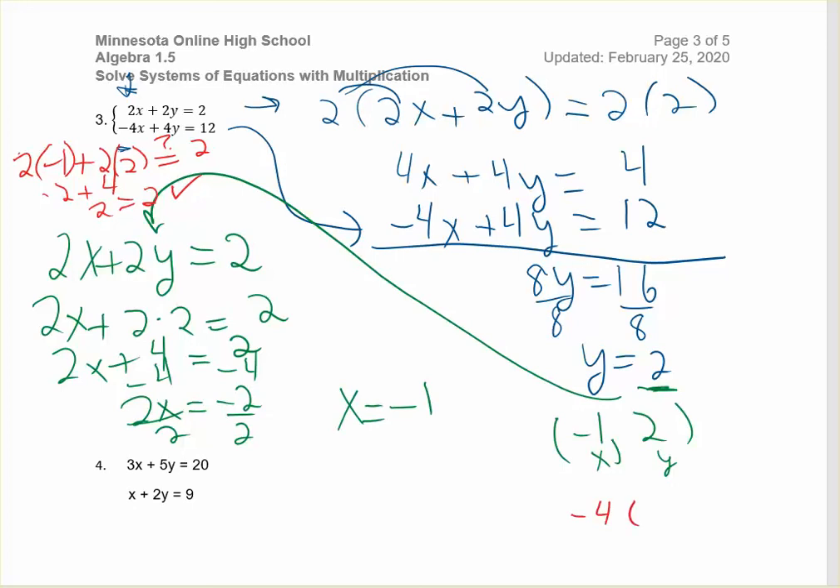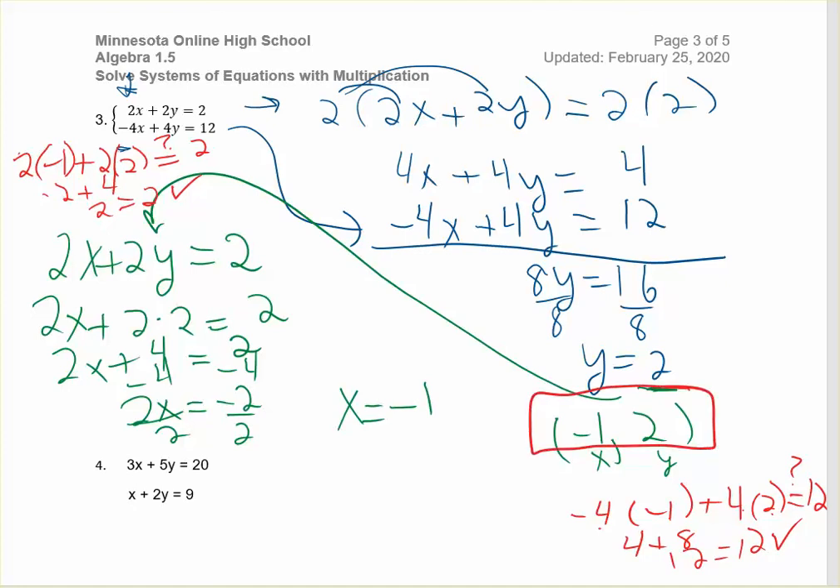Negative 4 times x, x is negative 1, plus 4 times y, y is 2, is supposed to equal 12. So negative 4 times negative 1 is a positive 4. 4 times 2 is 8. 4 plus 8 is 12. So we did get a true statement. That means that our solution of negative 1, 2 is good. It's correct and we have the right answer.